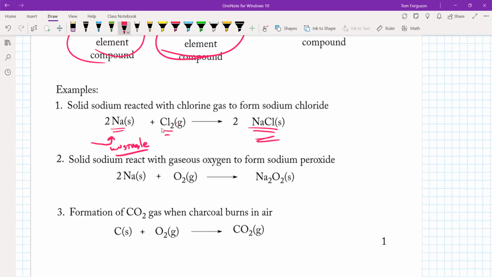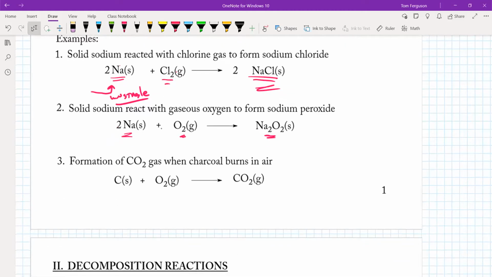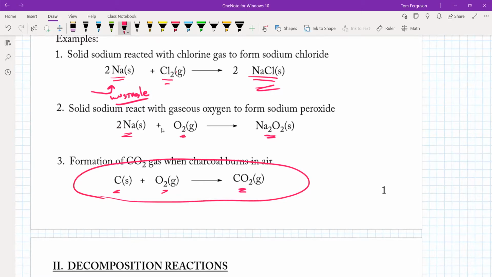A plus B gives us AB. By the way, this reaction here is a cool reaction. If you've ever been camping and you want to cook something on an open fire, the bottom of your pot is usually black, and that's because this carbon doesn't have enough oxygen when it burns, so it ends up being pure carbon, which is black.